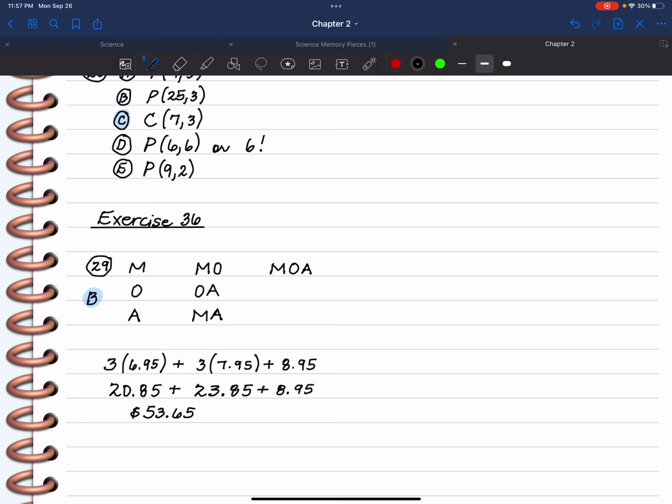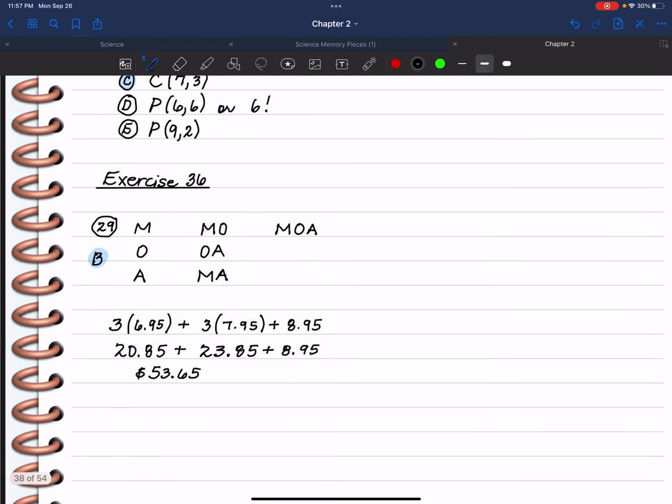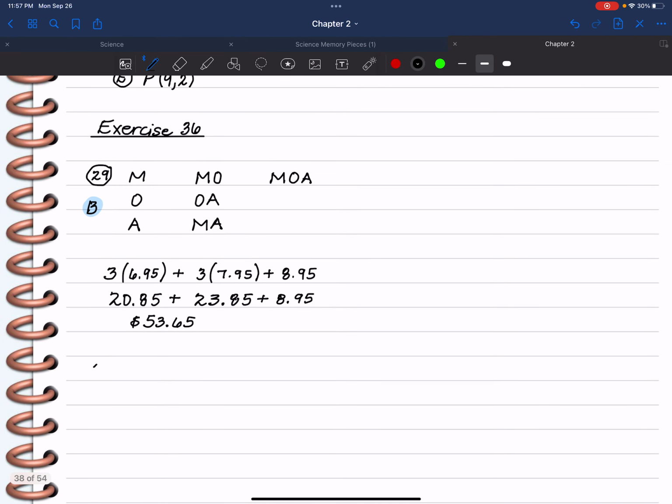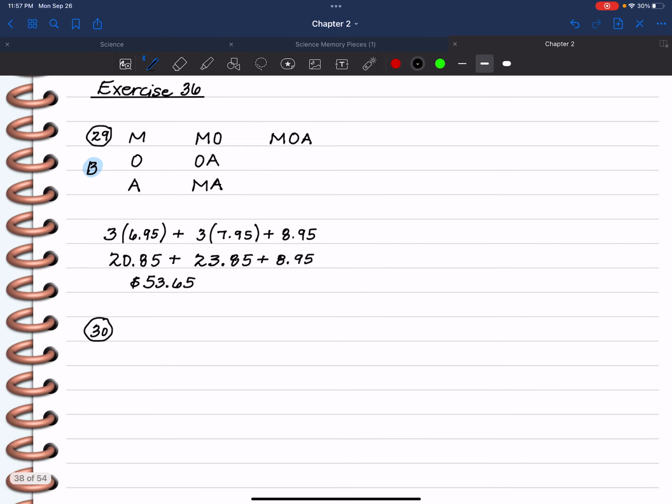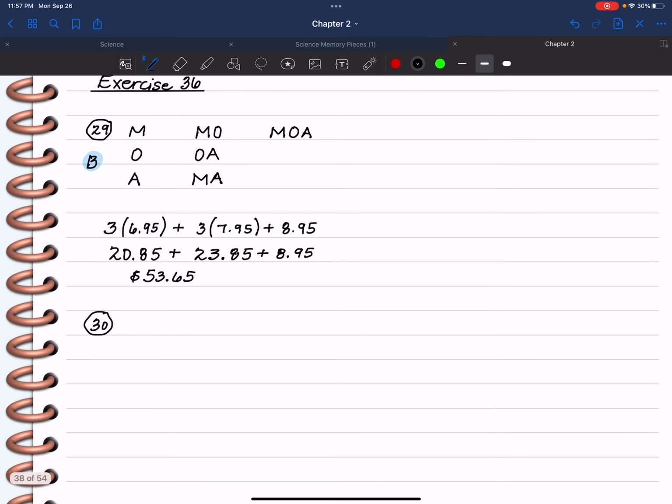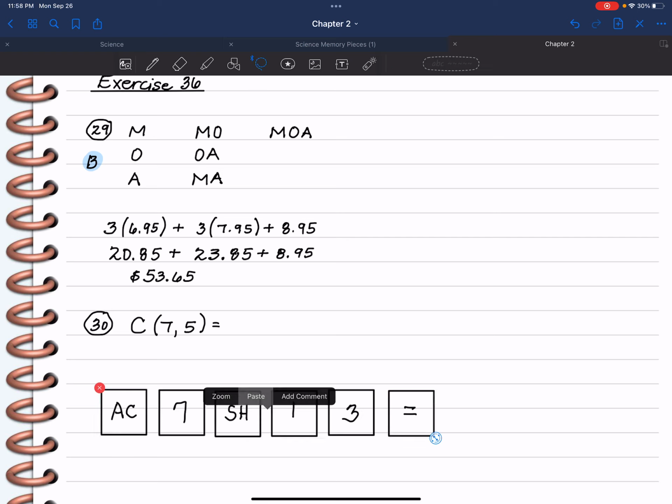And I'm going to check these as I go. Number 29 is B. All right, number 30. How many different floral bouquets can you make if each one contains 5 of 7 available flowers? So that is a combination of 7 choose 5, and I'm going to use the calculator here.